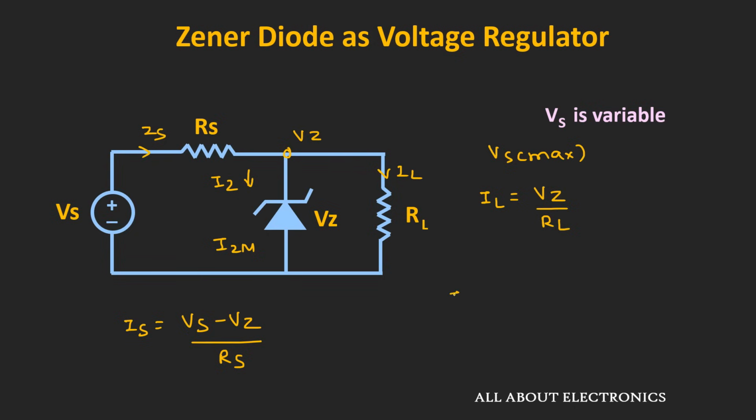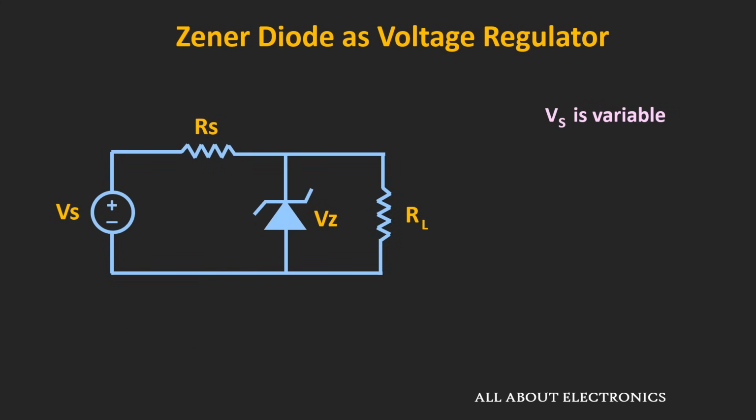Or in other words, we can say that Is max will be equal to IZM plus IL. And from this Is max, we can find the maximum value of this source voltage. That means Is max will be equal to Vs max minus Vz divided by Rs. So in this way, we can also find the maximum value of the supply voltage. So based on this, let us take one example.